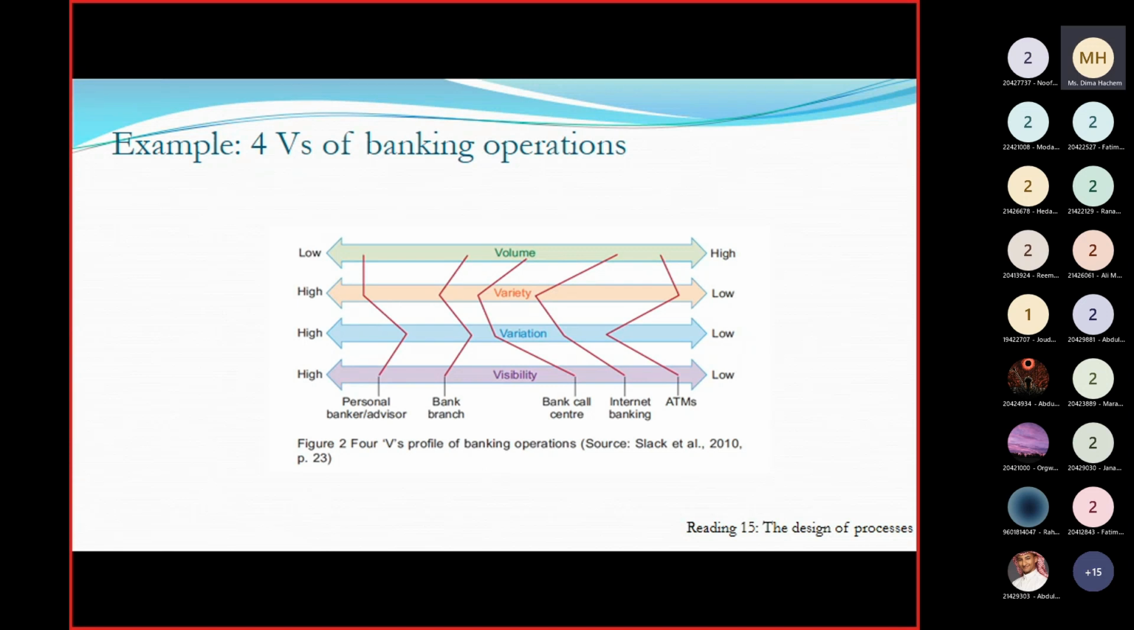So as you can see, this is the same business, the same bank, but the bank has to design different processes for different services. It's not the same process. It's different processes. So here we have 5 different processes. Each process will take into consideration the 4 V's in order to make the process in a good way. Is this example clear?